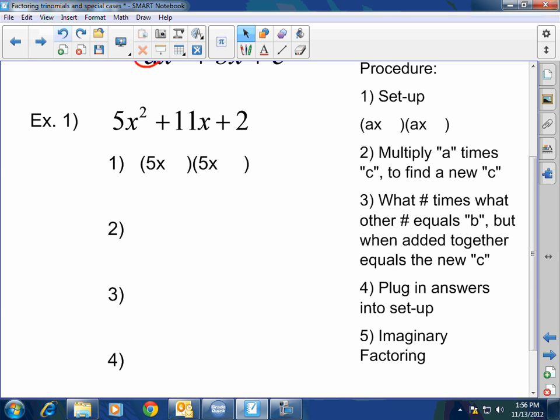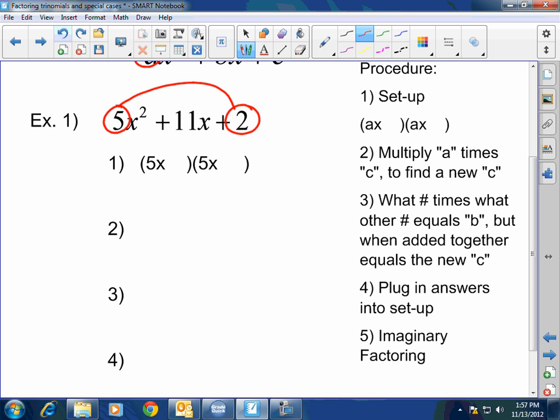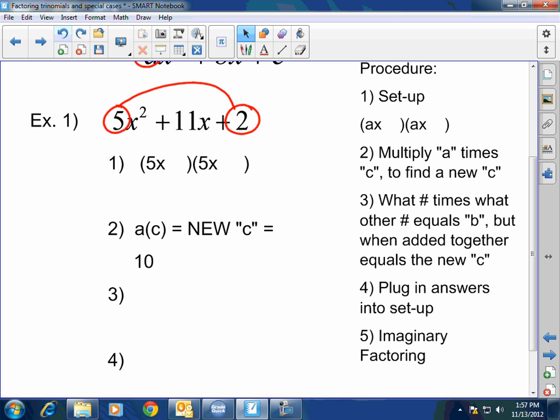So does everyone understand that right now, part of the method is exactly, I don't care what 5x times 5x is. I didn't ask that. I said in your setup, ax, ax. Does everyone see how and why I did that? Okay, so that's number 1. Number 2, a little bit different. I'm going to want you to multiply a times c. And that's going to be your new c. So a times c equals the new c, which in this case is 10.